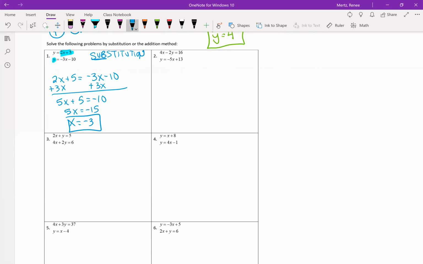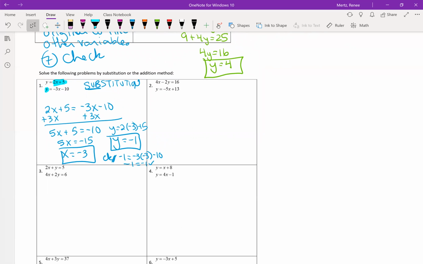Plug in to find y. y equals 2 times -3 plus 5. y equals -1. Check into the other. Does -1 equal -3 times -3 minus 10? It sure does, so we did it correct.